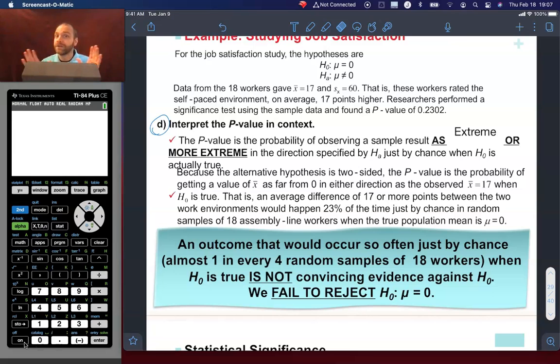What you do is, you don't admit you're wrong. I fail to reject the null. That's the key to significance tests. So again, look at the interpretation of the p-value. It is the probability of observing a sample as extreme or more extreme in the direction specified by the alternative hypothesis if the null was actually true. So the next part there really is an in-context way of interpreting the p-value.